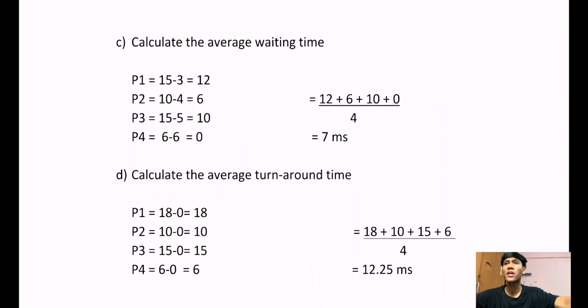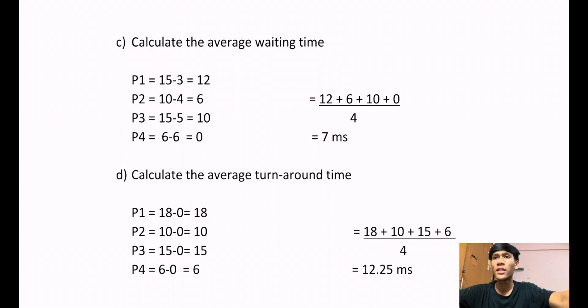And C, calculate the average of waiting time. The formula of waiting time is turnaround time minus burst time. P1, the turnaround time is 15 minus 3 for the burst time equal 12 and P2 10 minus 4 equals 6 and P3 15 minus 5 equal 10 and P4 6 minus 6 equals 0.